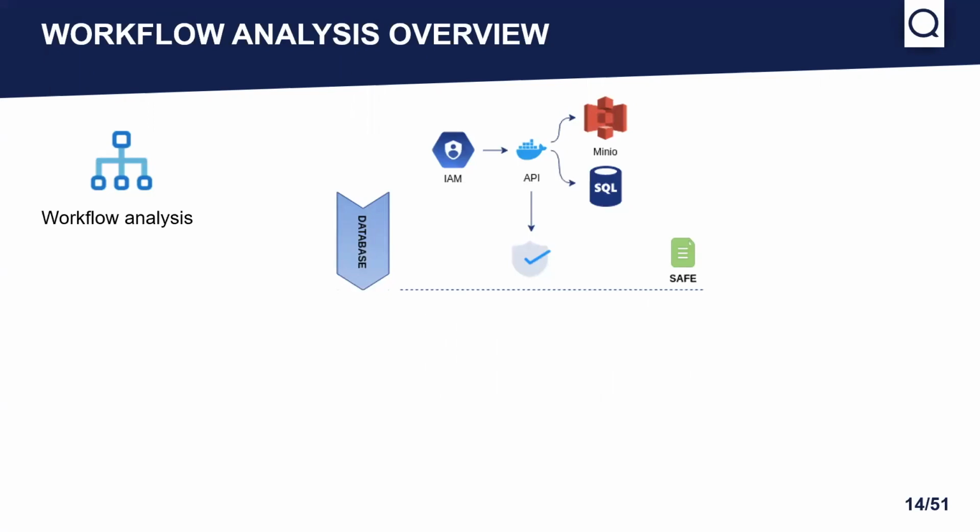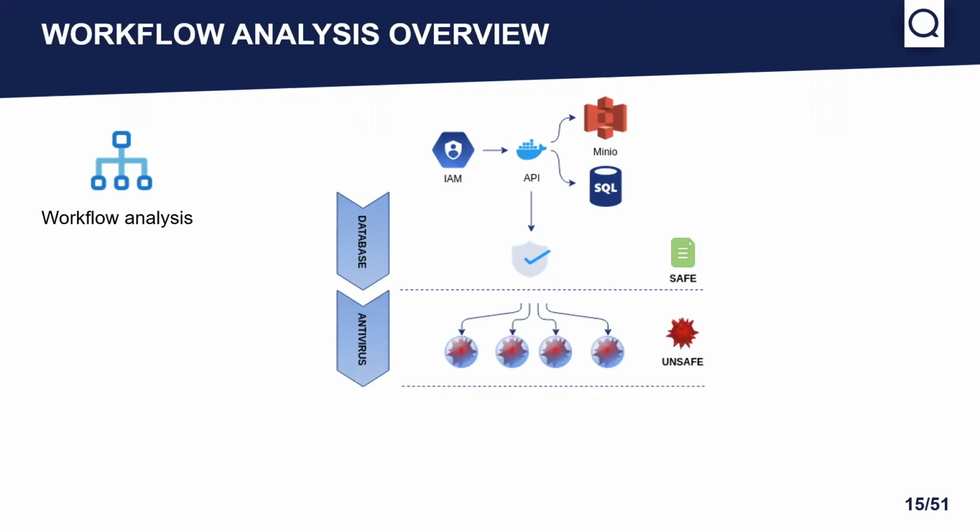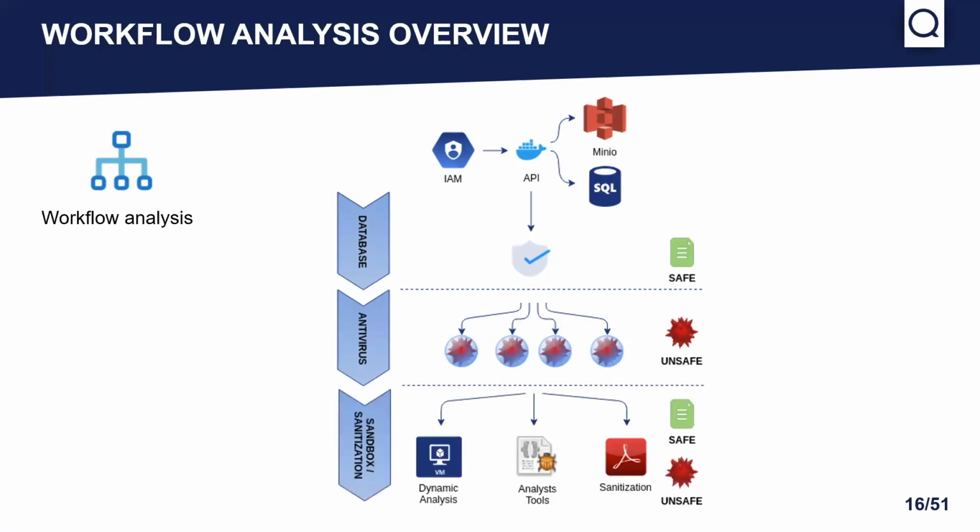If not, you will launch a second series of analysis with antiviruses. In this case, they will deal with known threats. You will launch them in parallel. We will see a bit later what will be the benefits of using a container in this case. But for this stage in parallel, you will mainly be able to detect the unsafe file. And if not, you will continue to the next stage.